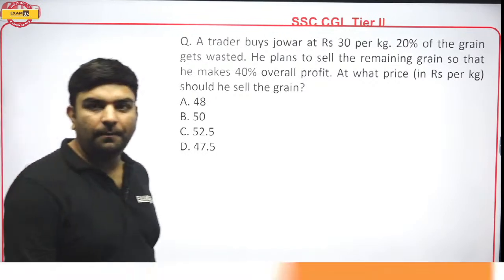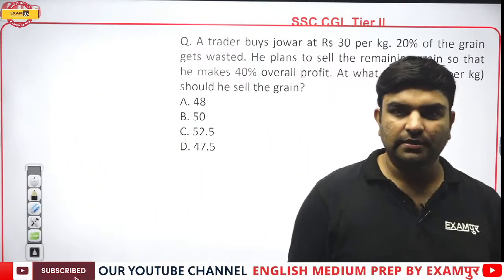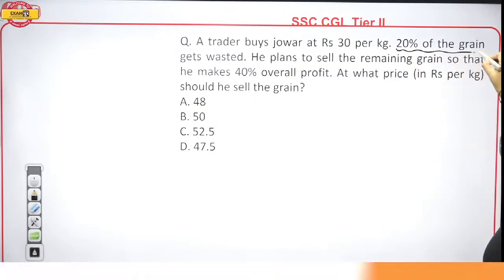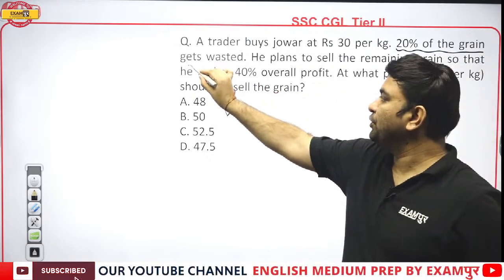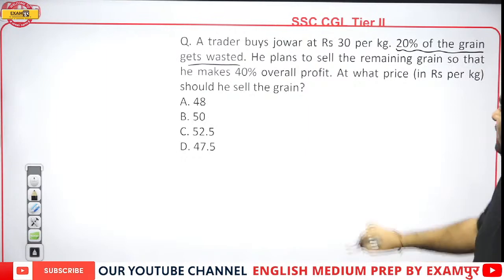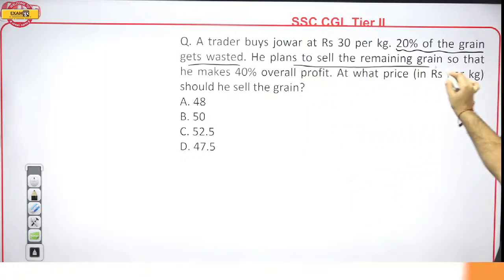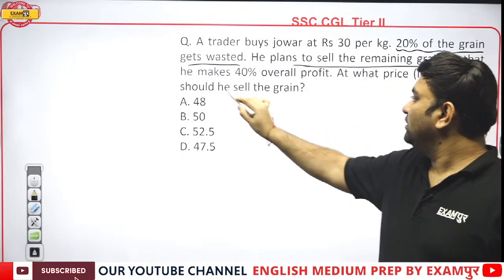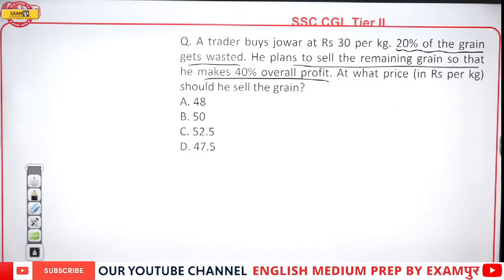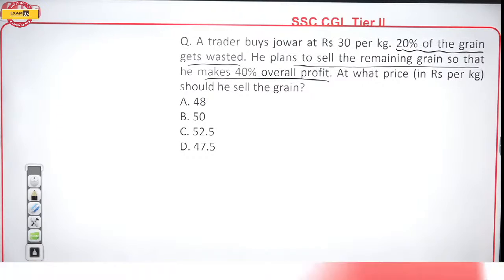A trader buys jowar at 30 rupees per kg. 20% of the grain gets wasted. Not a very good sign. He plans to sell the remaining grain to make an overall 40% profit.